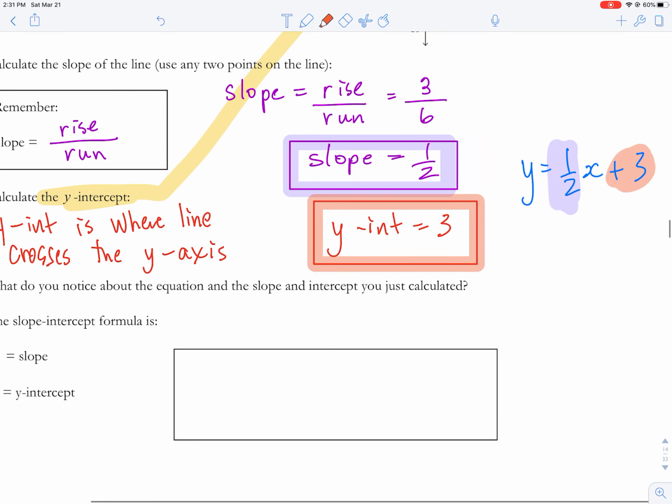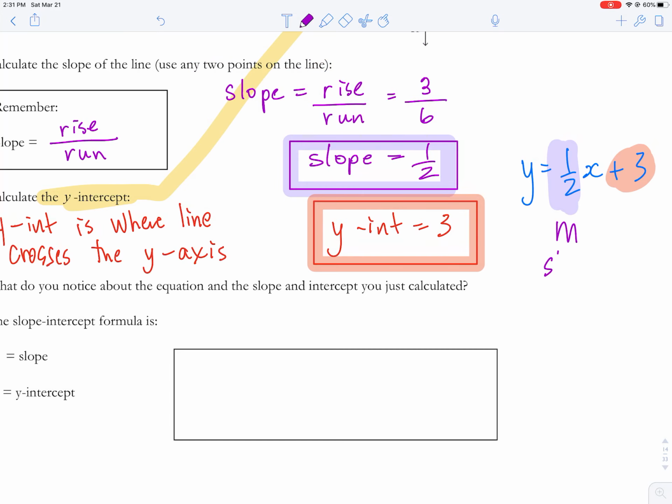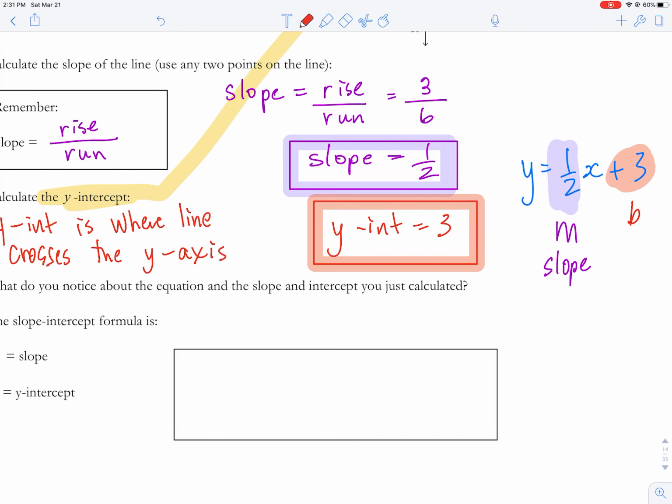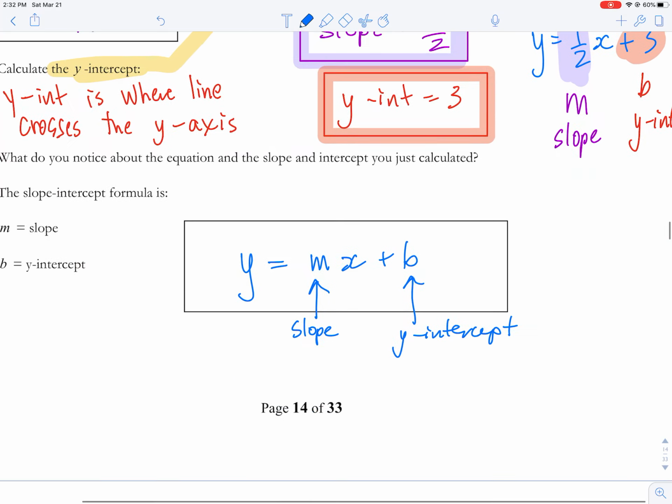Math people use kind of weird letters. They use m for slope, and then they use b for the y-intercept. And it's a lowercase b, and sometimes it looks like a 6, so be careful with this. And this all goes together to make the equation y equals mx plus b, where m is your slope and b is your y-intercept. And so knowing this, we don't have to make a table of values anymore. We can just graph the lines, which makes our life a lot easier.